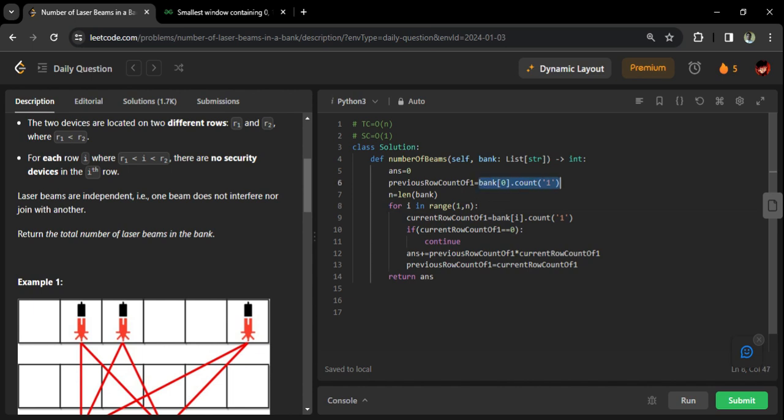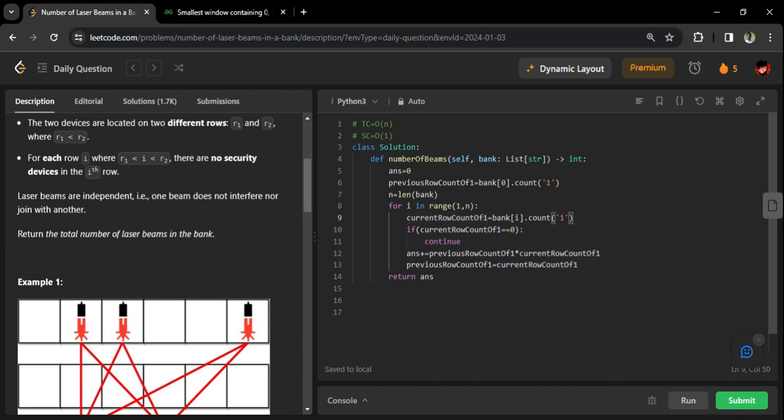The way I have done it here, the same thing I'm doing here, but this time it is for the ith row. Remember that. So what I'm calling this variable, I'm calling it current row count of 1. This is for row 0, and initially, when the row is for the first time, this will be for row 1.